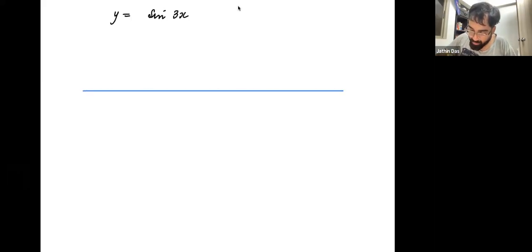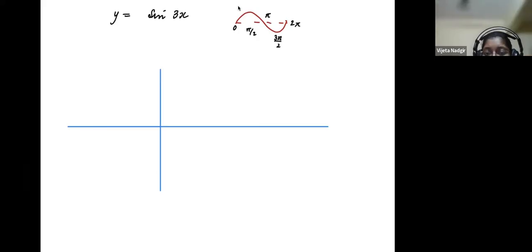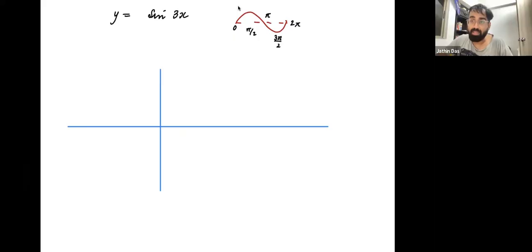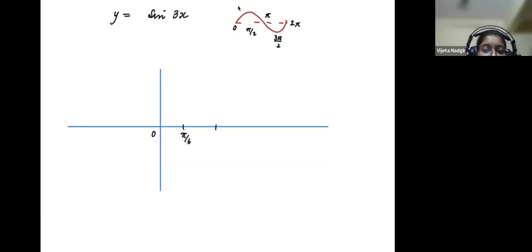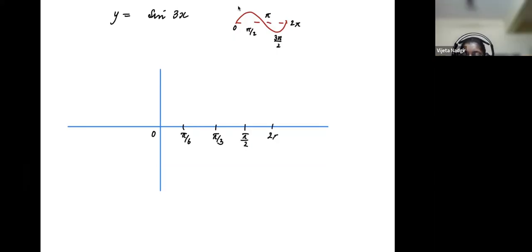Just roughly plot this. Don't show two graphs, just one graph. You know the four breaking points of sine: 0, pi by 2, pi, 3 pi by 2, and 2 pi. So what you should do to all these values? You divide by 3. So 0, pi by 6, pi by 3, pi by 2, and 2 pi by 3.